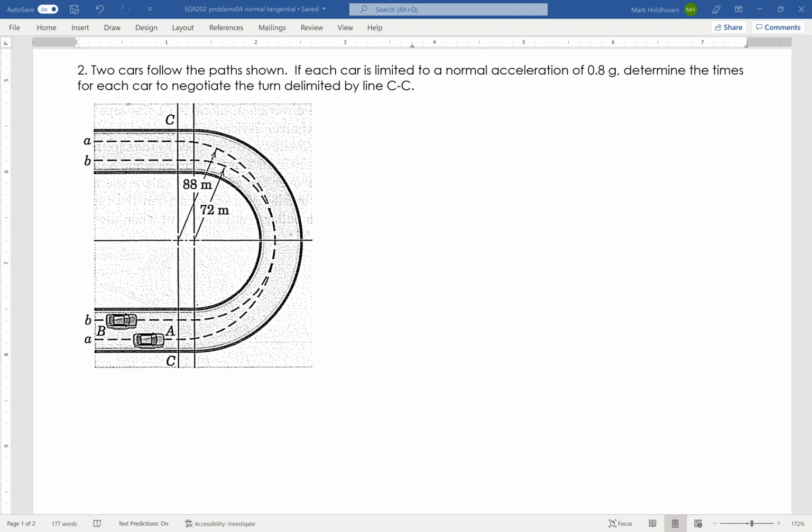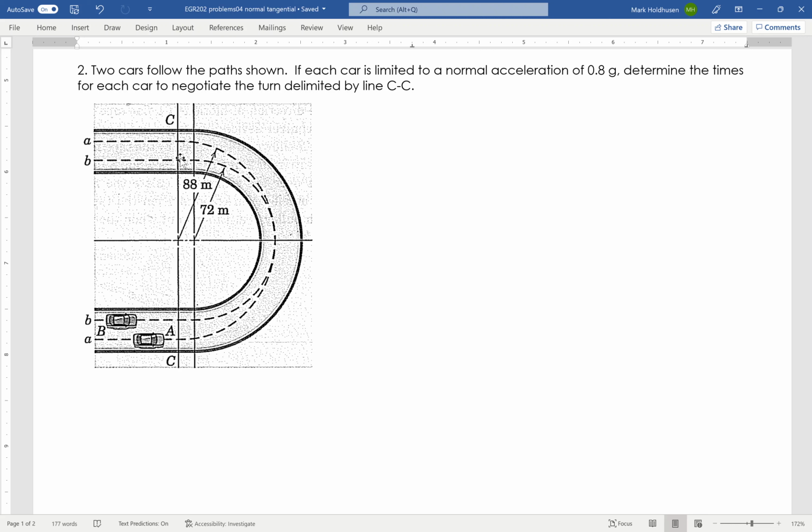Okay, we've got two cars following a couple of paths here. The most they can do is a normal acceleration of 0.8 g's, and it wants me to determine the time for each car to negotiate the turn from C to C. Notice what happens here: the outside car starts turning immediately, whereas the inside car travels a little bit, then goes around the curve, then travels straight for a little bit.